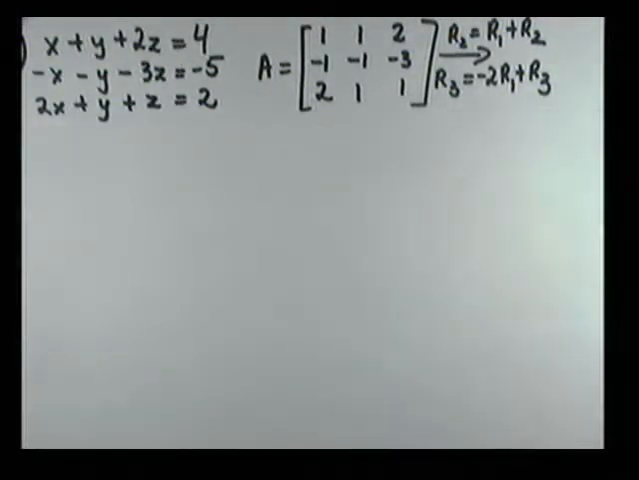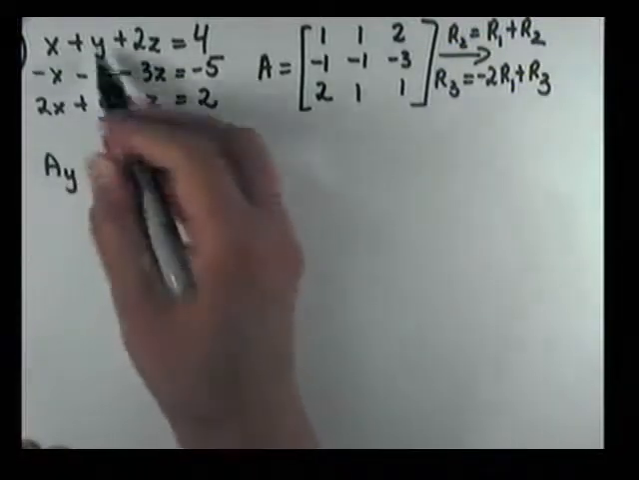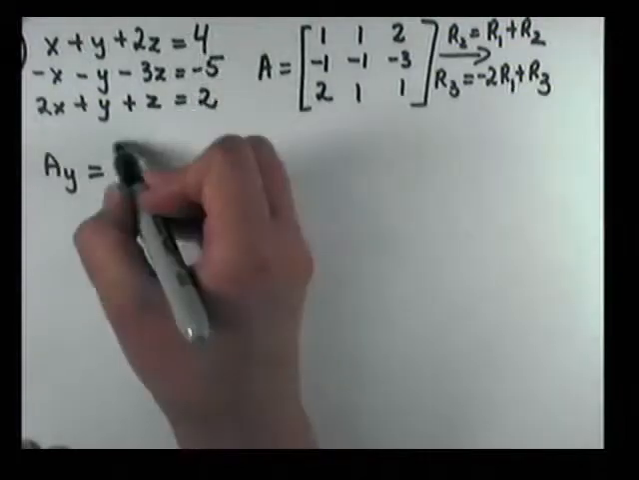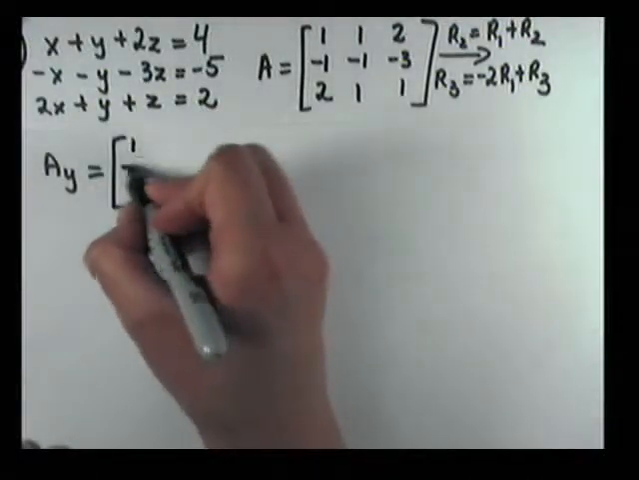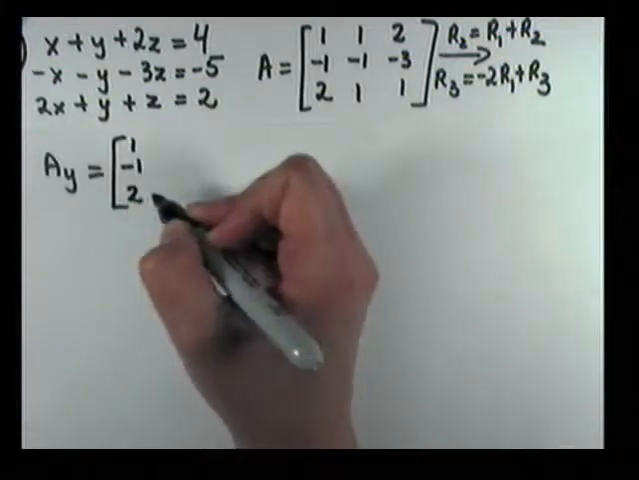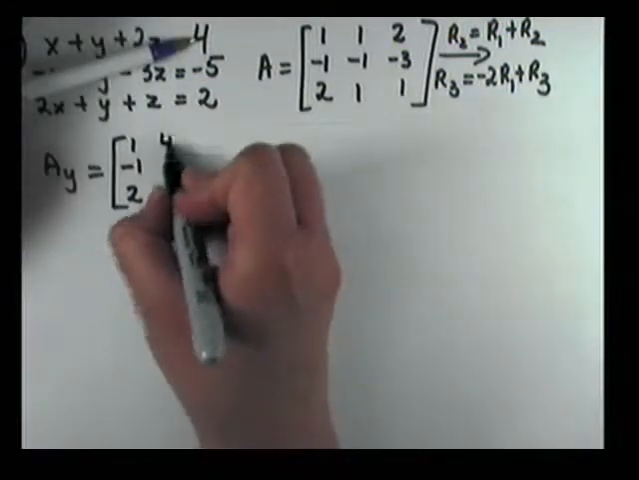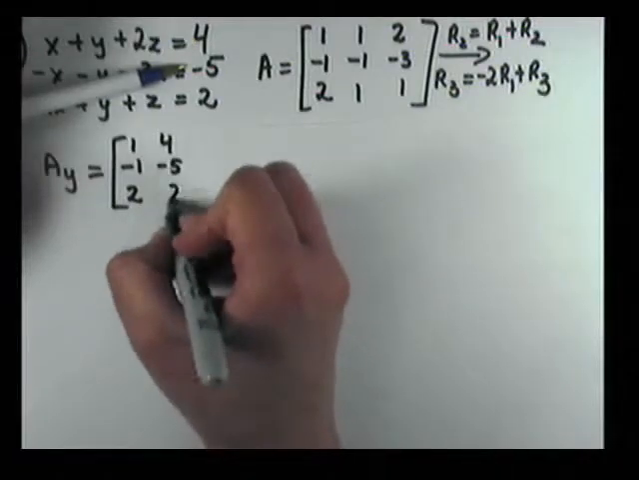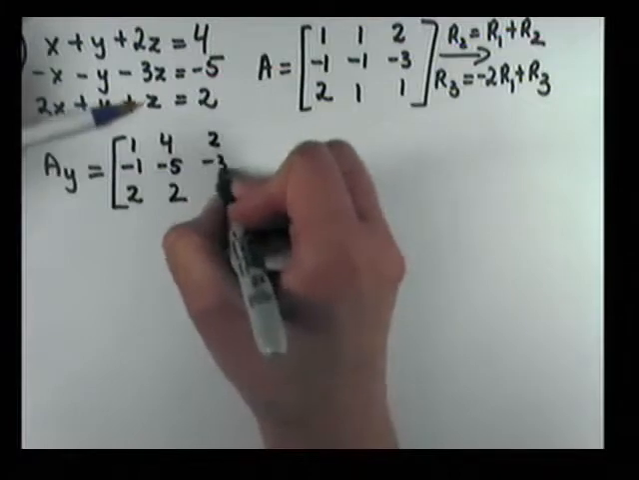So A sub x, A sub y, A sub z. The y column is replaced with the free variables. So we have 1, minus 1 and 2 for x. Now instead of y we are substituting this column for minus 5 and 2. And then for z we have 2, minus 3 and 1.